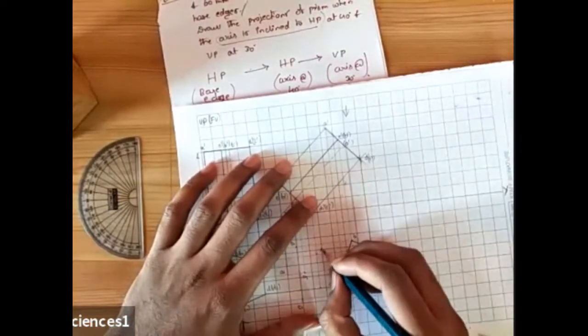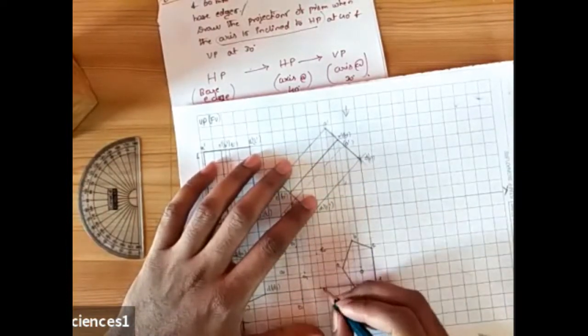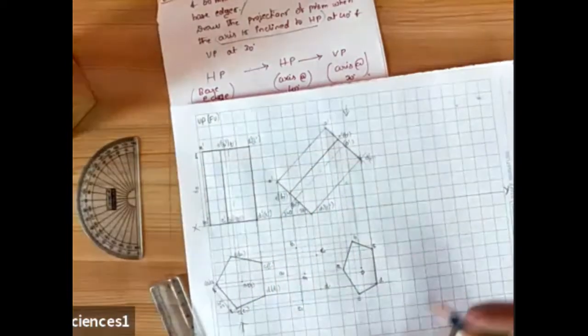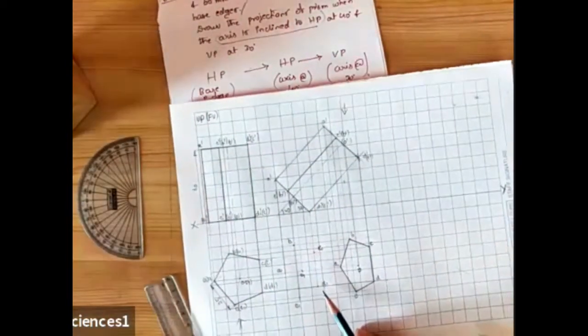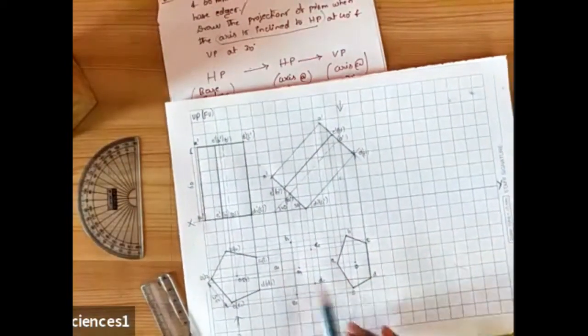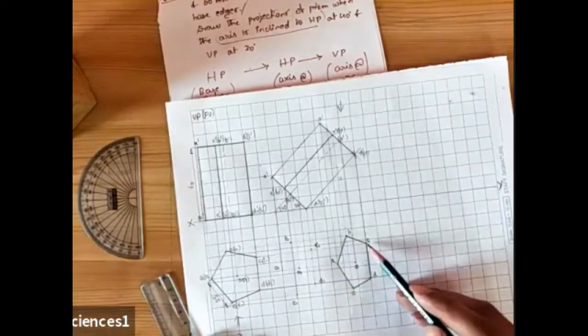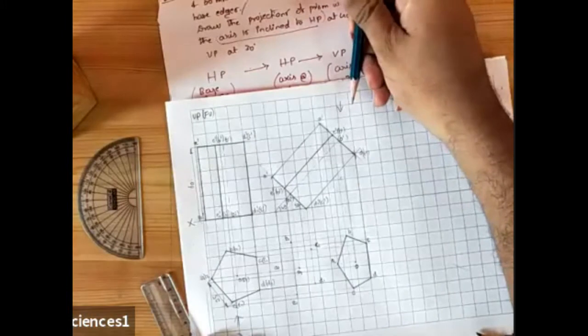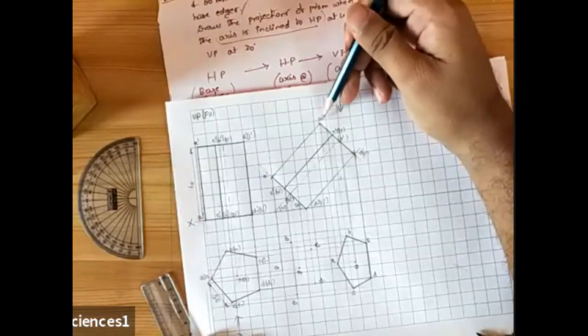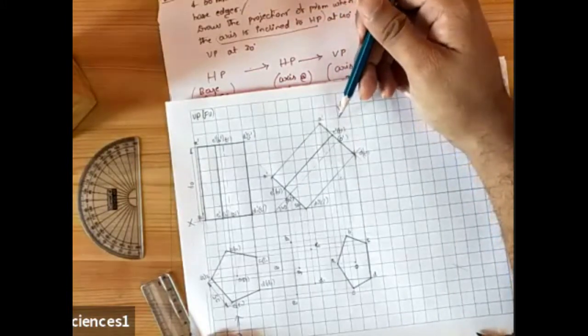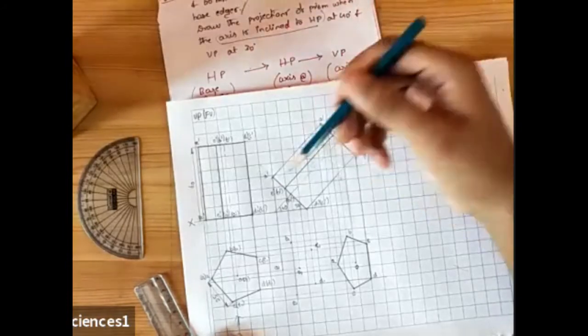This is your point C1, and this is your point D1. Fine. Mark these points. And now don't join this. If you join this, you cannot find the hidden lines. Only this can be joined, because when a person is looking from the top view, the top side of the pentagon is visible for the observer, whereas the bottom is not visible for the observer.